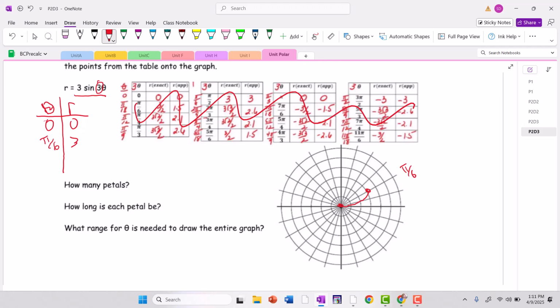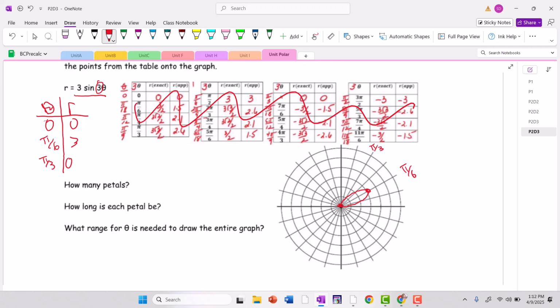And then I do believe I'm going to go back to the origin. Let's plug in pi over 3. What's pi over 3 times 3? Pi. What's sine of pi? 0. So that proves I end up back at the origin and that petal is complete. This is all I plug in. And then what else do I want?